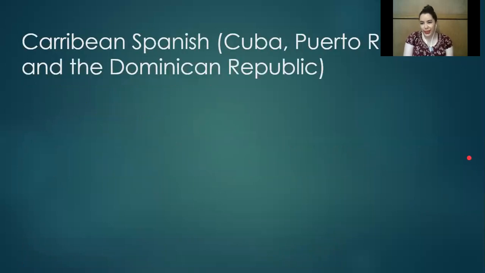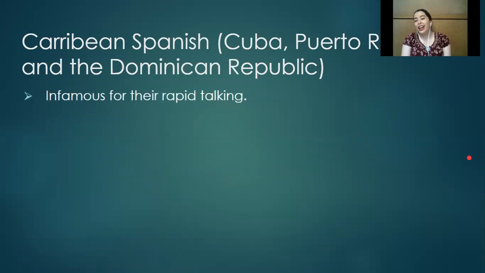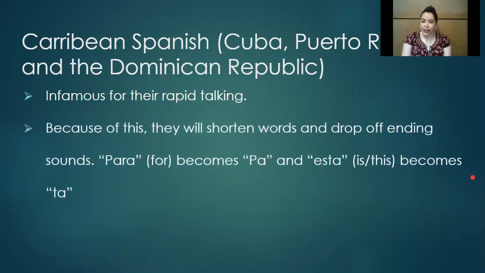So Caribbean Spanish, they are infamous for their rapid talking in Cuba, Puerto Rico, the Dominican Republic. And because of this, they'll often shorten words and drop off the ending sounds. So para becomes pa, and esta becomes ta.